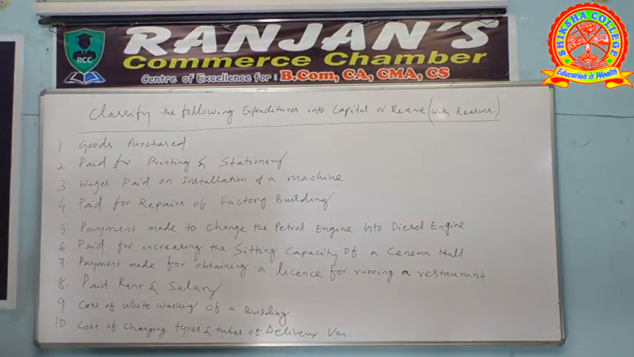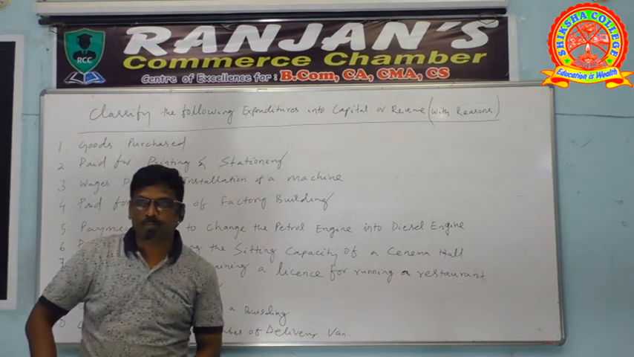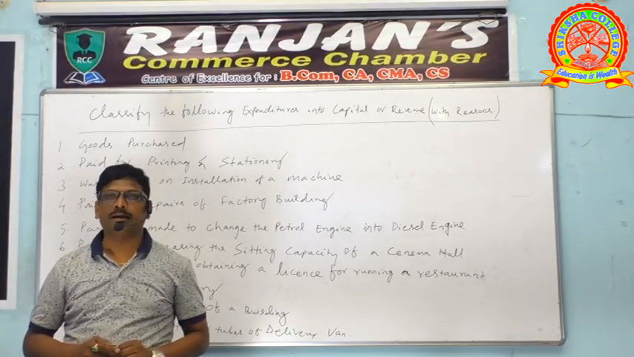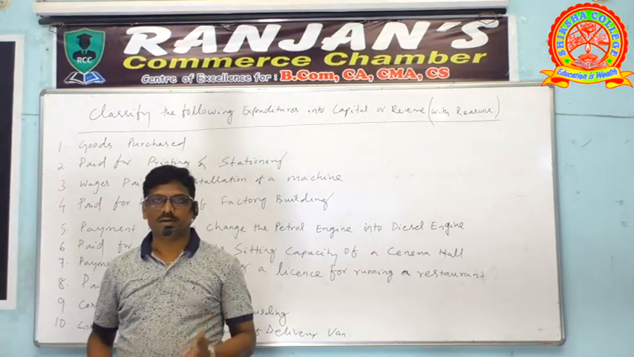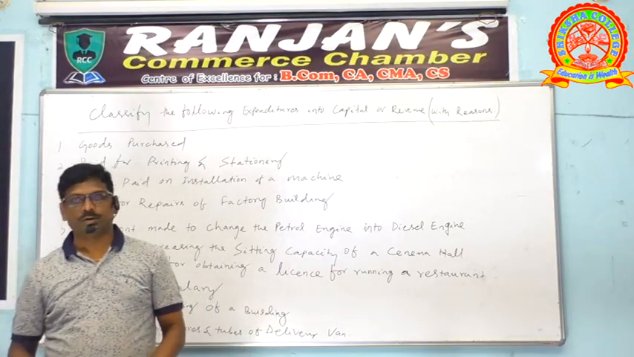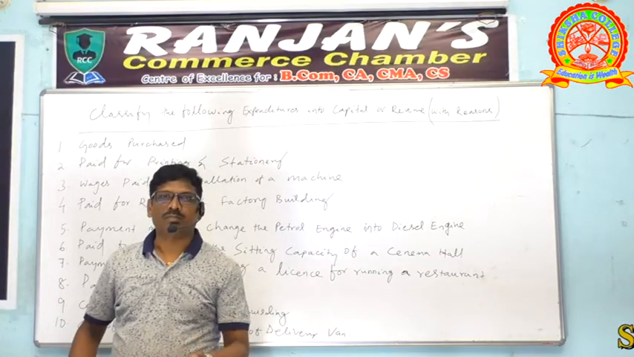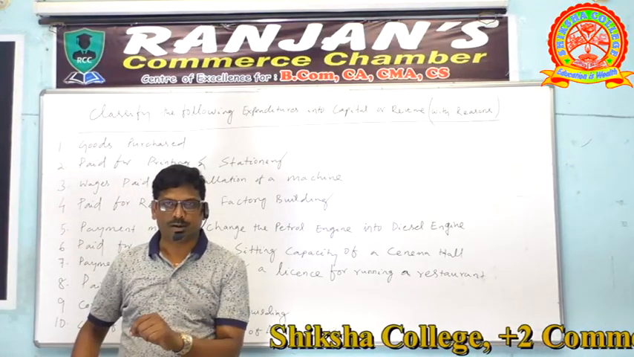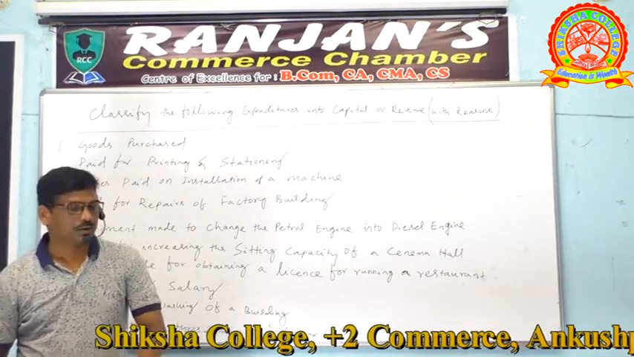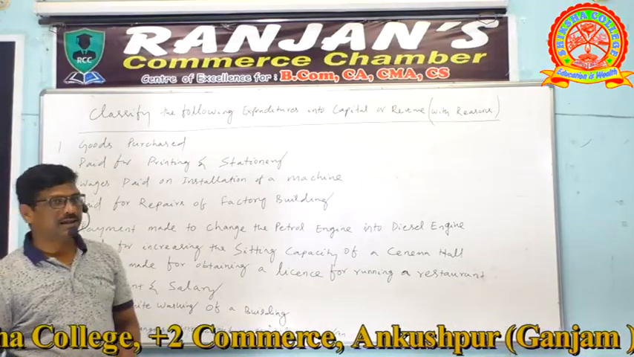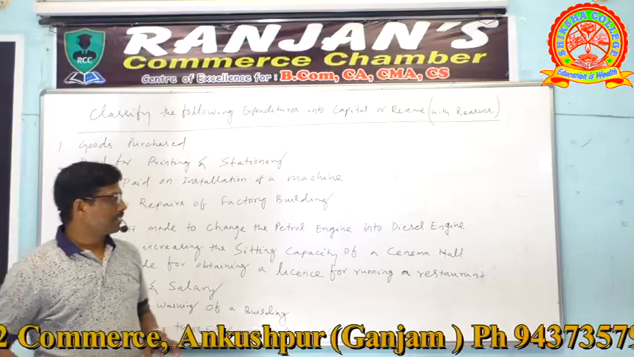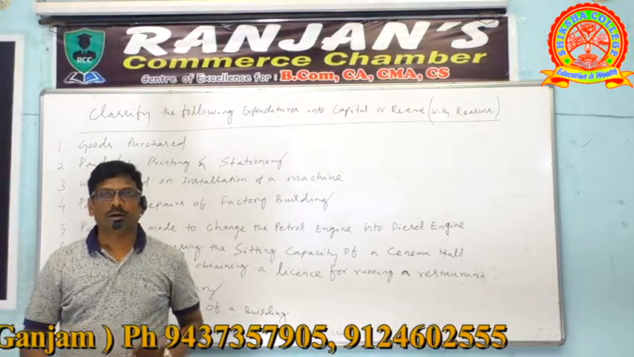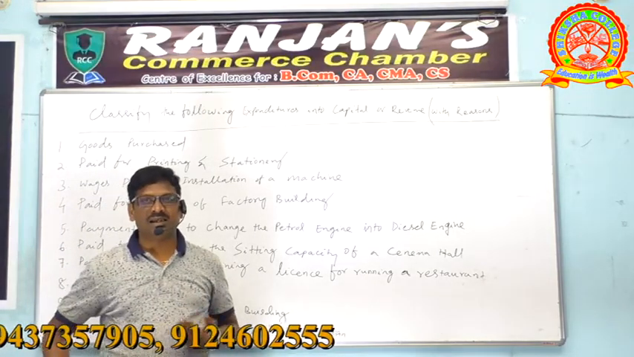Next, paid for printing and stationery. It is totally revenue expenditure because it involves the cost of printing forms, bill books, etc. And stationery includes the cost of office stationery such as stapler pins, pencil, eraser, correction pen, carbon paper, printing paper, etc. Expenditure on printing and stationery will be revenue expenditure because by incurring it, no fixed asset comes into existence nor does an existing fixed asset increase its life or capacity.